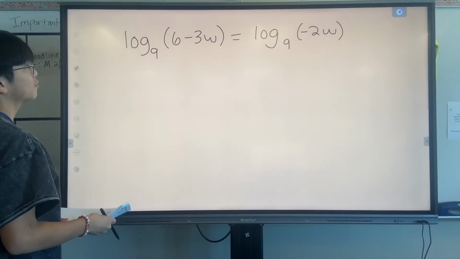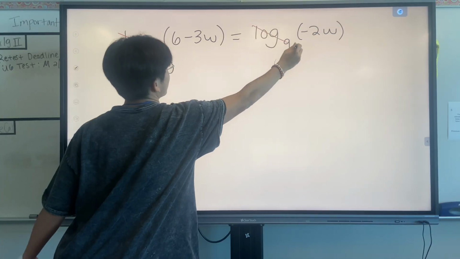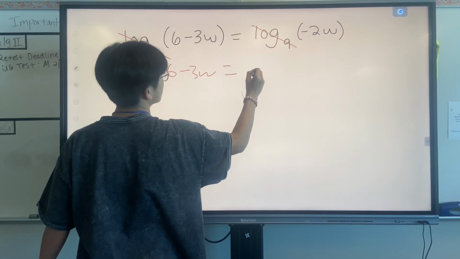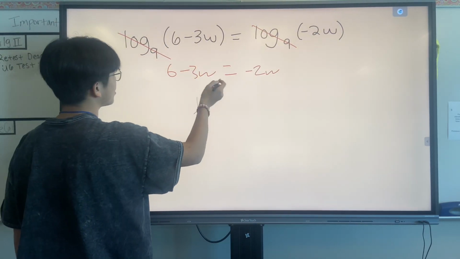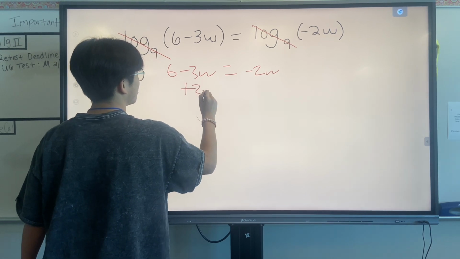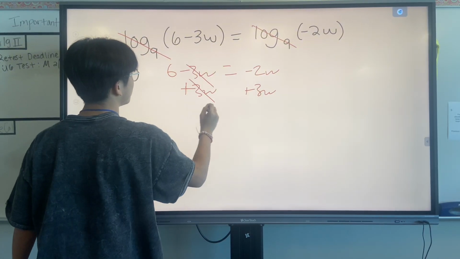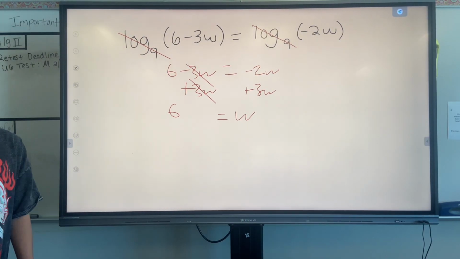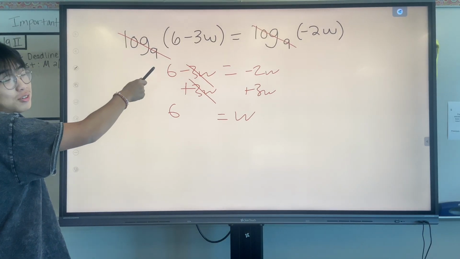Now this one. Okay. So the bases are the same here. So again, cancel it out. And then you bring these down. 2w. And then you solve it regular. Plus 3w on both sides. Cancel it out, and you're left with 6 equals w. Now don't box your answer just yet, because you have to check for extraneous solutions.